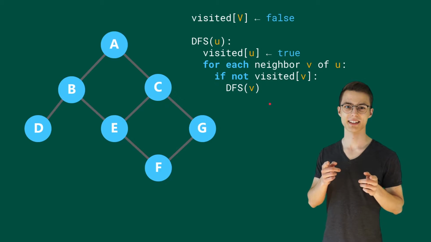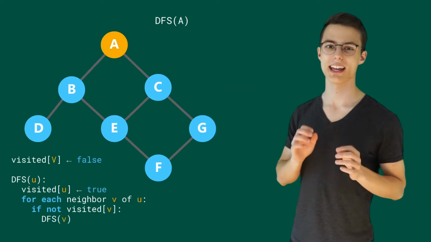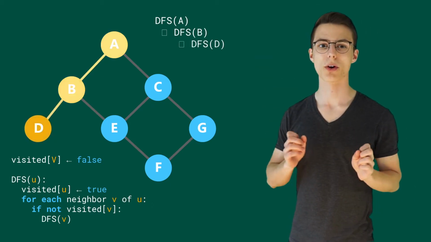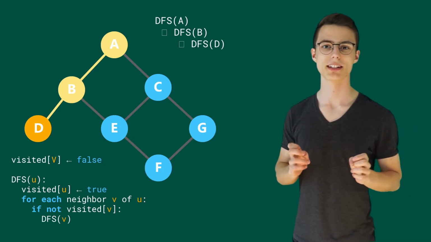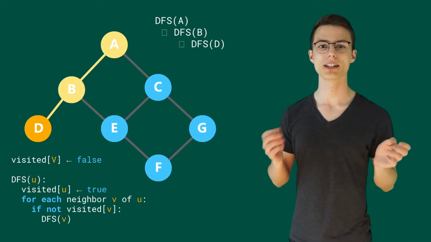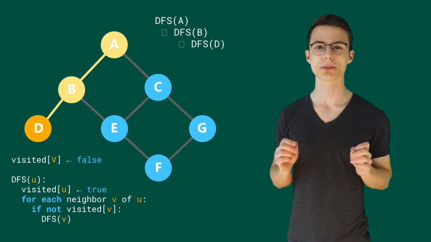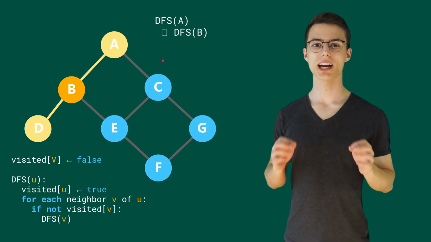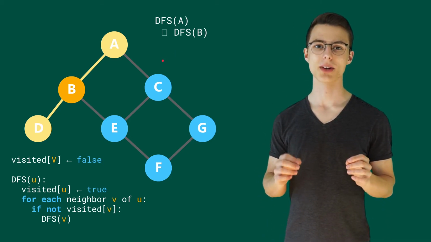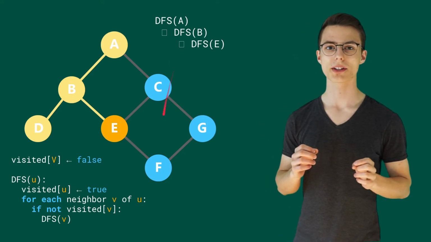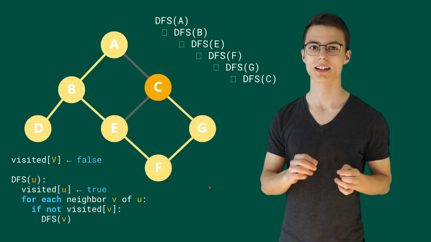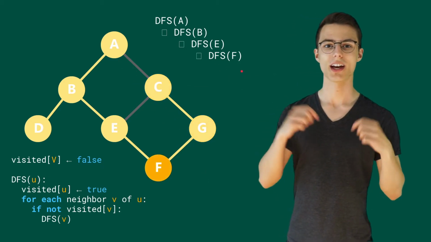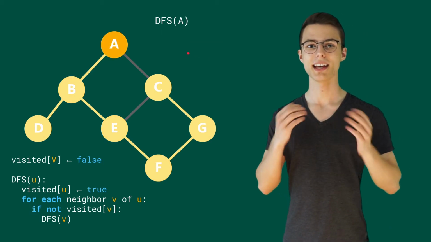Let's see that in action. We start with DFS A. Then we set A to be visited, then we visit B. We iterate over all neighbors of B, but A is already visited, so we choose D. All of these neighbors are visited, so we do not perform a recursive call and continue at B. B's only unvisited neighbor now is E, so that's our next node. Then we continue with F, G and C. Now all of C's neighbors are visited, so we return to G, F, E, B and A.